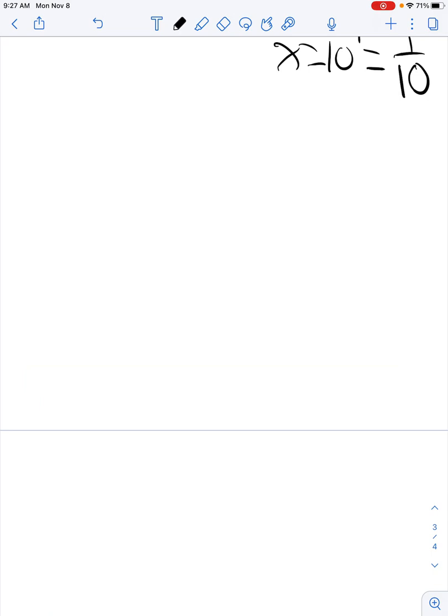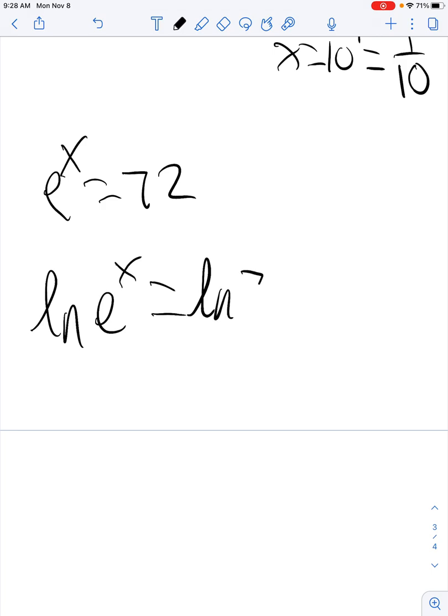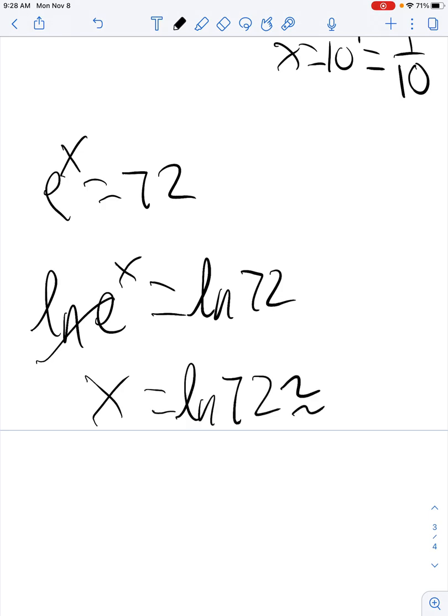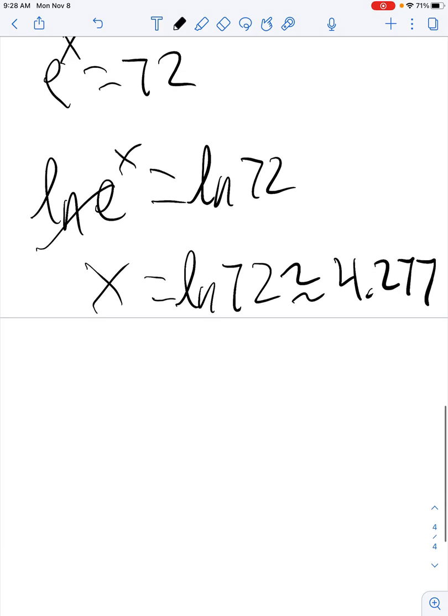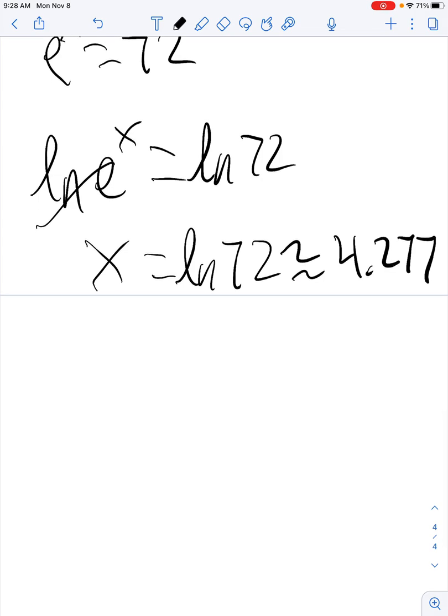A couple more examples here. Let's solve each equation. Let's do 2 examples here. e to the x equals 72. If I wanted to solve this, my goal is to figure out x. I'm going to say the natural log of e to the x equals the natural log of 72. Again, ln and e are going to cancel out, so I'm just left with x equals the natural log of 72, which, if I use my calculator, is approximately 4.277.